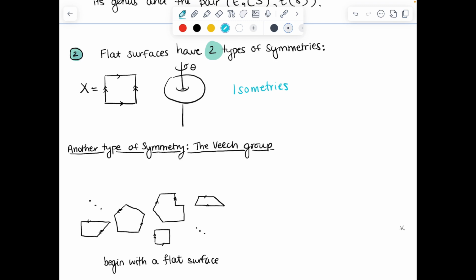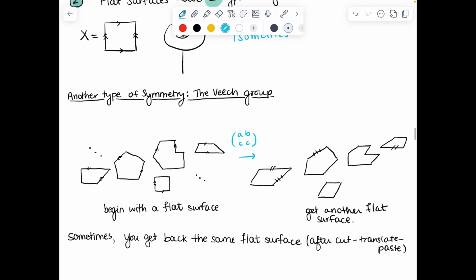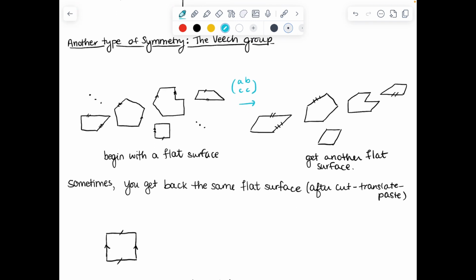Starting with our flat surface, given by a countable set of finite Euclidean polygons with identifications, we apply a linear transformation, and that gives us a new set of polygons. The pairs of edges that were identified were parallel and the same length before the transformation. That means they'll be parallel and of the same length after the transformation. So identifying them, you get another flat surface. And sometimes that flat surface is the same as the one you started with.